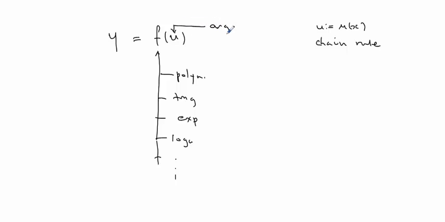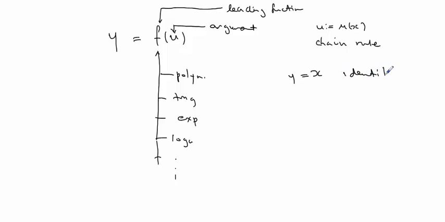So when you've got a function like this, you should understand that here we've got what I can call the argument of the function f. In this case, I will read this as the function y is equal to f. Then this one, I would like to call the leading function. The argument is also a function. In its simplest form, it could be just x, so y is equal to x, which is the identity function. Otherwise, it can be any function there.